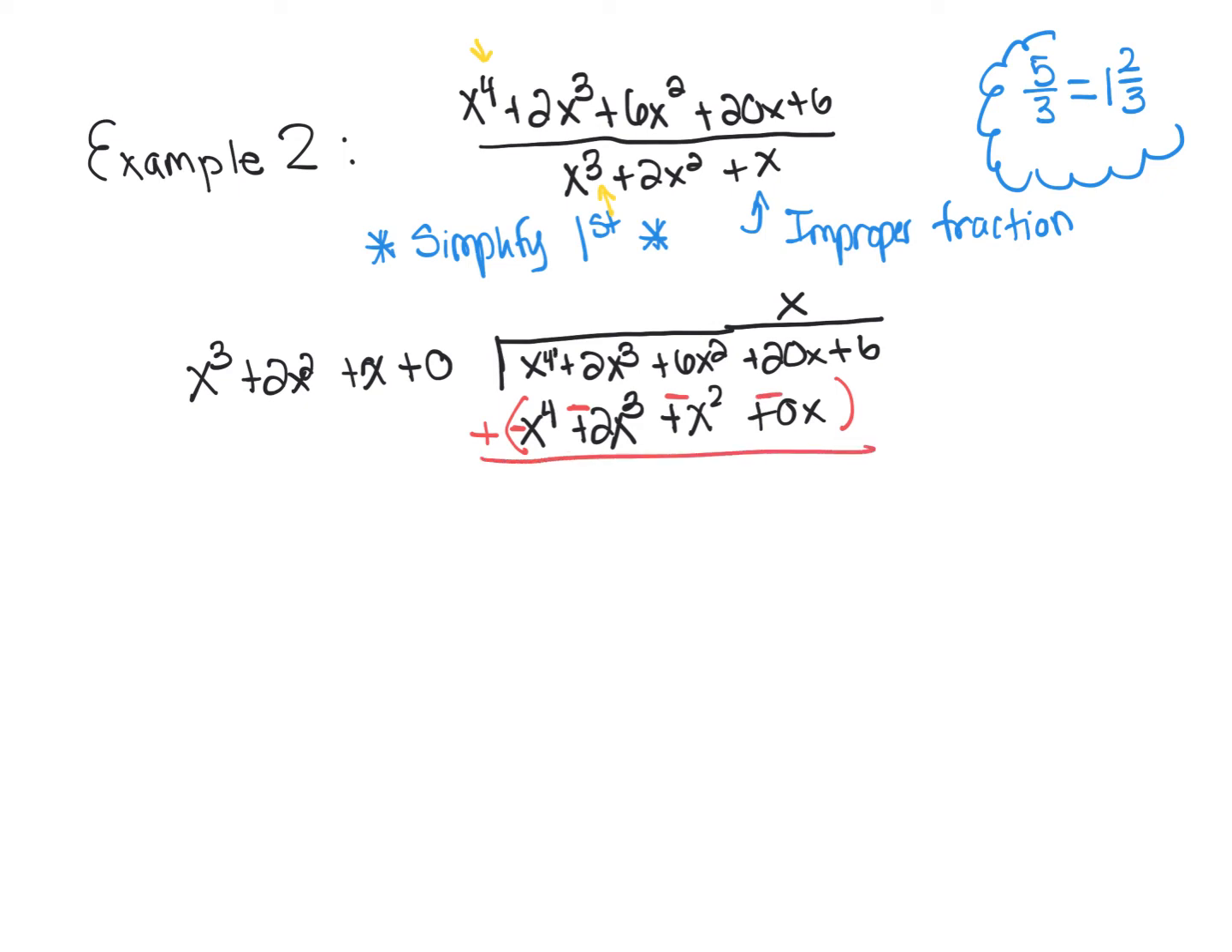And so when you do that, the first terms cancel out. Luckily, our second terms cancel out. 6x squared minus an x squared is 5x squared. 0 minus anything is the other thing, so plus 20x. And then drop down the plus 6.